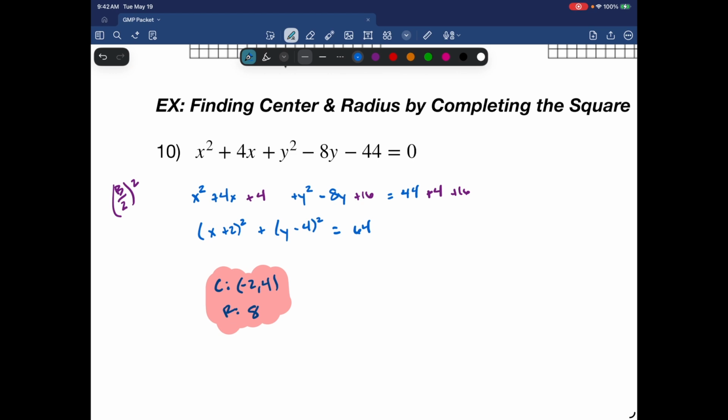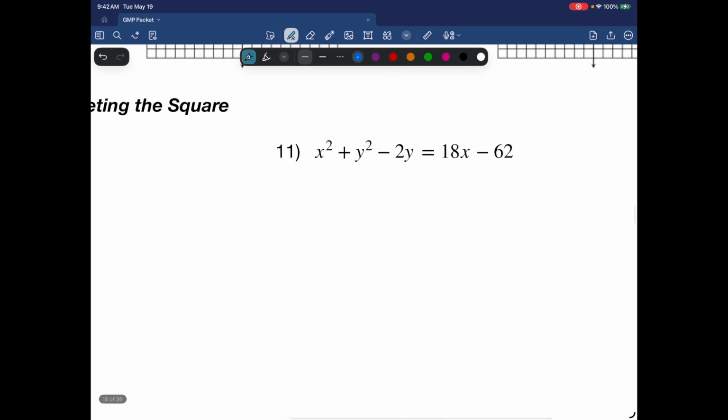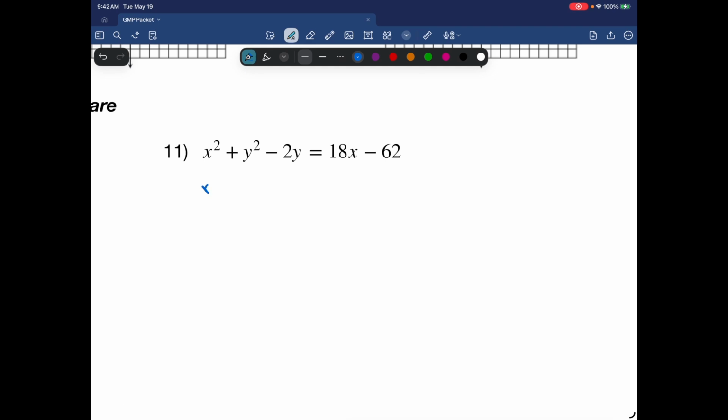All right, so there's that. On number 11, same thing. We've got x squared. We don't have anything else going on with that. But you have the 18x on the other side, so I'm going to move that over. That's going to be minus 18x. Leave some space, plus y squared minus 2y, leave some space, equals -62. All right, so half of 18 is 9. 9 squared is 81, so plus 81, plus 81. Half of 2 is 1, so that's going to be plus 1, plus 1.